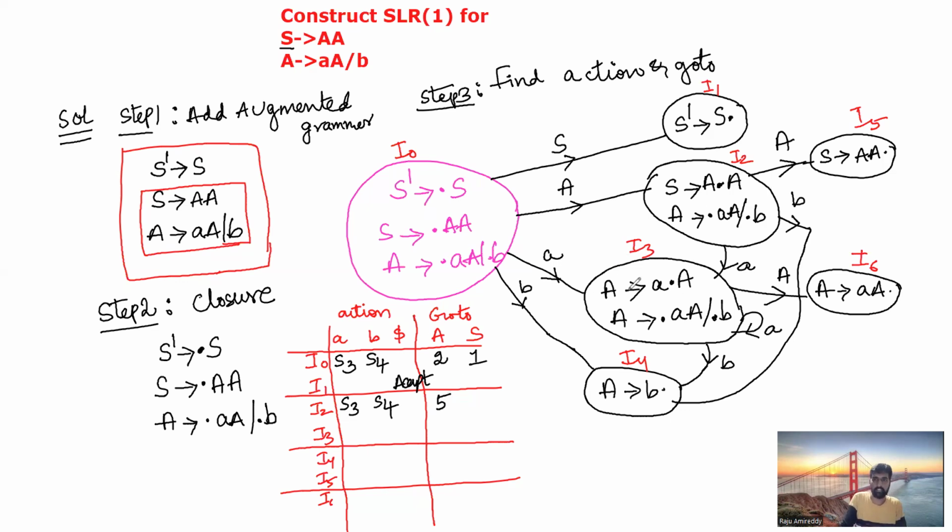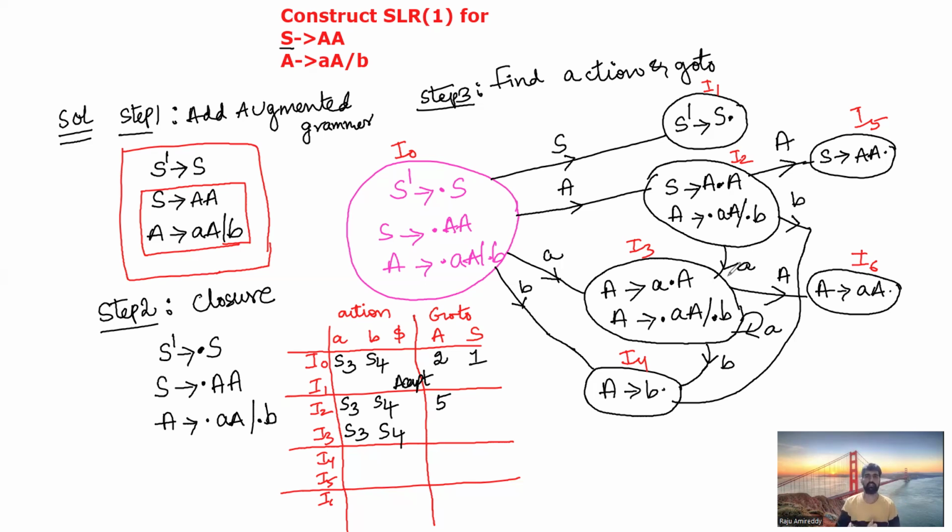Next, I3. I3 on small a goes to itself, which is called S3. I3 on small b goes to I4, which is called S4. So next one, I3 is completed. Now I4, I5, I6. Here is one of the interesting points of what we have to do.